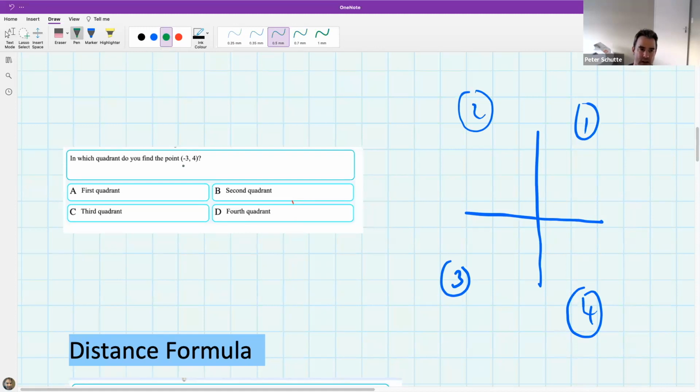So I need to look at the X first. If I'm starting here, I should be going 1, 2, 3 this way, and then up like that, because it says -3, 4. So it goes across and up, which means I'm in quadrant 2, which means I go for option B.